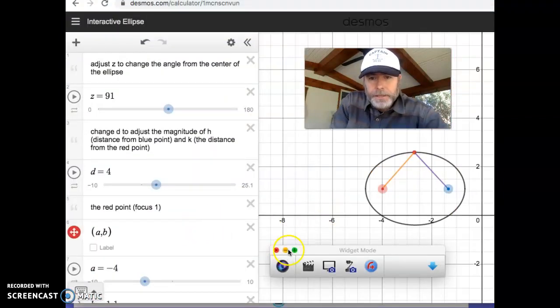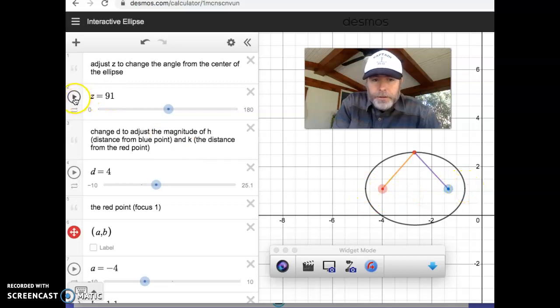So here's an example of an ellipse. This is more of a horizontal ellipse. Our major axis is horizontal and our minor axis here is vertical. So our center is right around here somewhere. This top and bottom would be our co-vertices, and then our vertices are here and here.